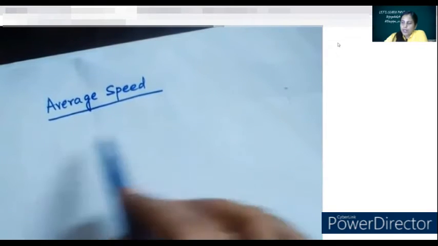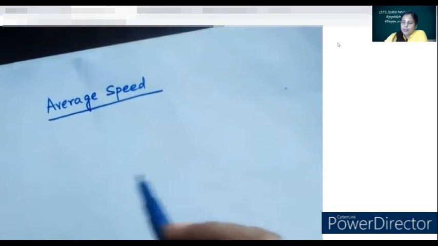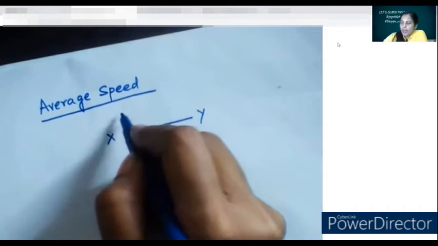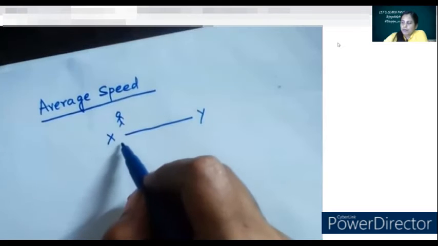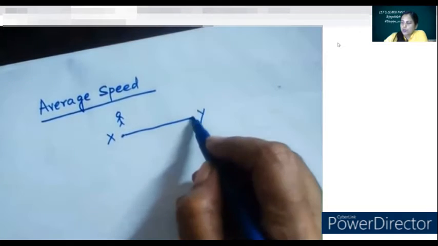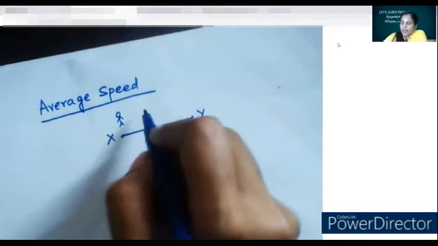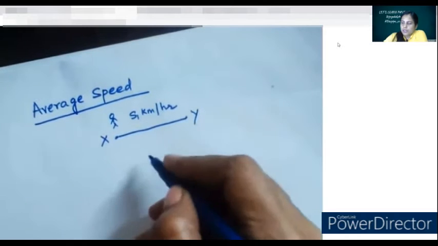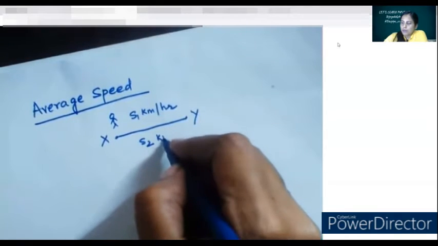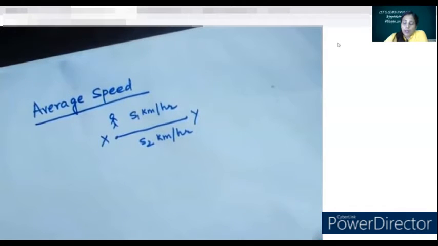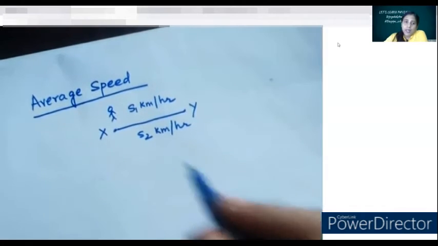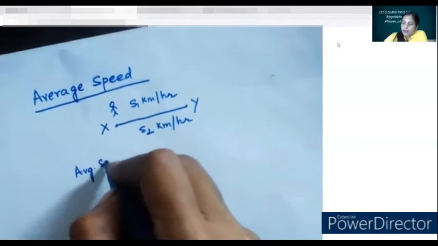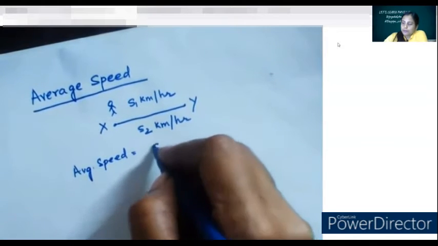Now I'll tell you about average speed. Suppose we have destinations X and Y, and a boy is traveling from X towards Y at a speed of S1 kilometer per hour and returns at a speed of S2 kilometer per hour. Now you have to tell me what will be the average speed. Will it be this one?